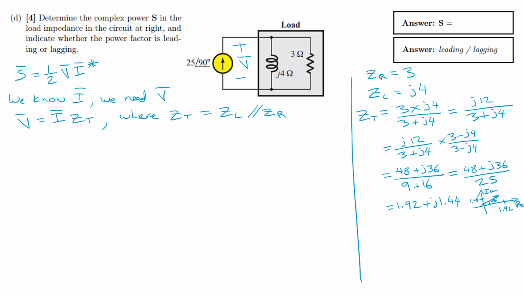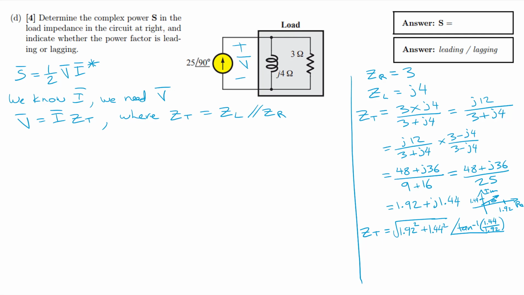So let us do our conversion. The magnitude, of course, we just use Pythagoras: 1.92 squared plus 1.44 squared. That's the magnitude. And then the phase angle, we're measuring from the positive real axis, so it's inverse tan of 1.44 divided by 1.92.